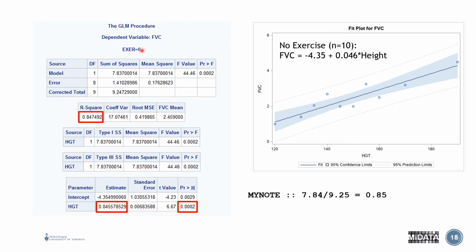Okay, next output. This is PROC GLM. Dependent variable is FEC, but in this case, when exercise is 0, so those 10 subjects that did not exercise, and we want to see the relationship with height. If you look at the R-square, it's 85%. That's pretty good. Is the slope different than 0? Yes, and it's significant. So that means there is a linear relationship between height and FEC for those that do not exercise. And just as a reminder, if you take your sums of squares for the model, you divide them by the total sums of squares, this is how you get your R-square, which is reported here. That's just a refresher.